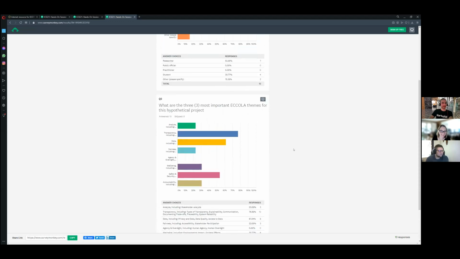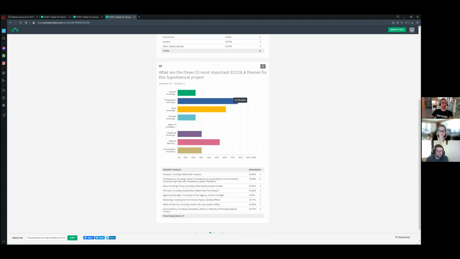It would seem that we have a top 3 here that will not change anymore. Can you share the outcome? Yes. This vote, who will win the Eurovision Song Contest? Here we have transparency, data, and safety and security as the top 3. Human agency and oversight was not selected by anyone. Okay, good. So we have the top 3. Let's go forward.